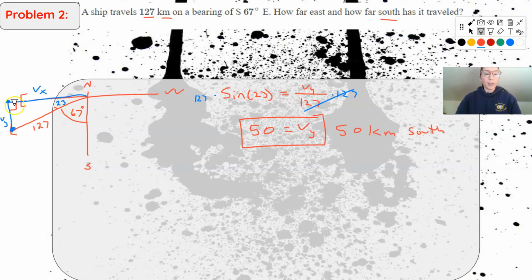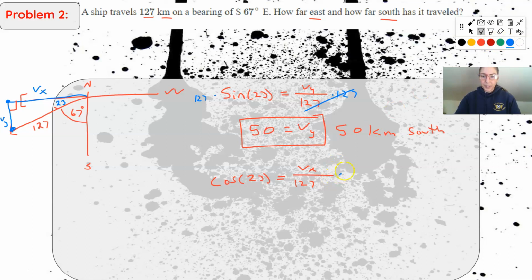Okay, now let's find the horizontal component of the vector, because that's going to solve how far east we went. Last time I used the Pythagorean theorem, so I'm going to switch it up. Here's my angle. I need to find my adjacent side, and I have my hypotenuse. Who deals with adjacent and hypotenuse? Cosine does. So cosine of the angle equals adjacent over hypotenuse.